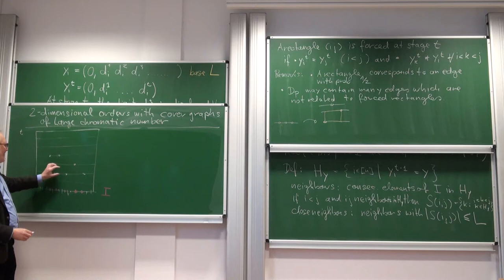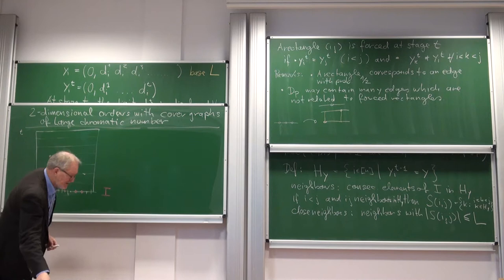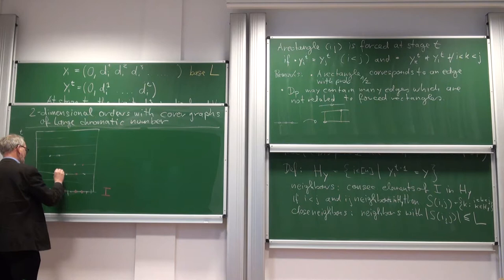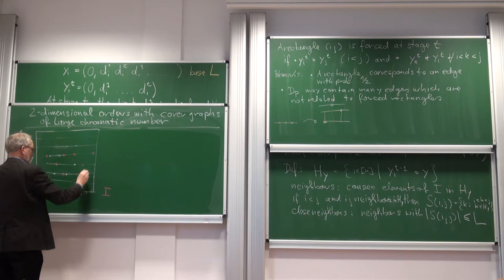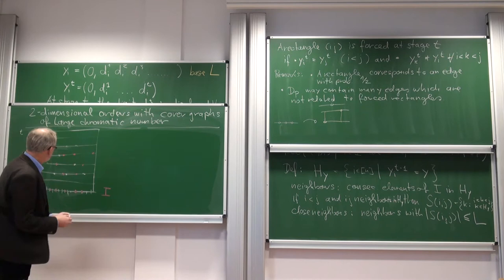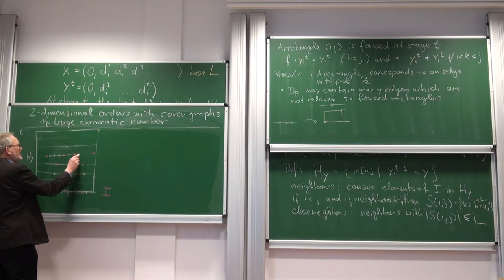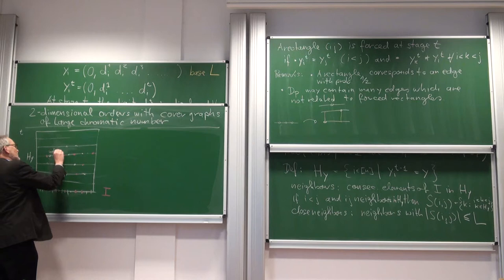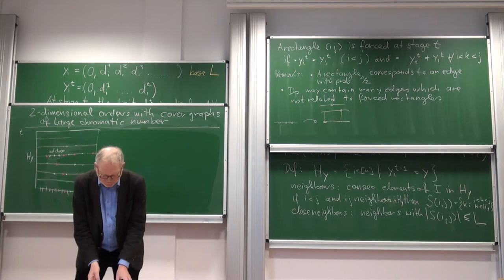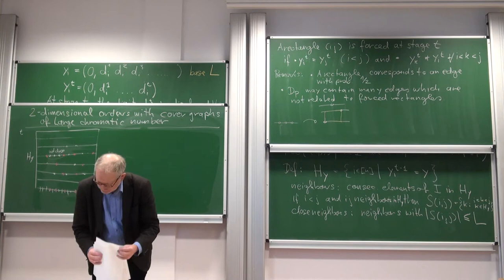And so we see red points and white points, and this is some example of such an H_y, and then the being close depends on how many white points we see between the two on this line. So this might be an example which is not close. Too many guys in here. So this is the picture we keep in mind.